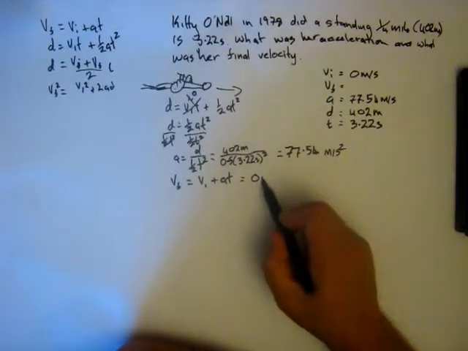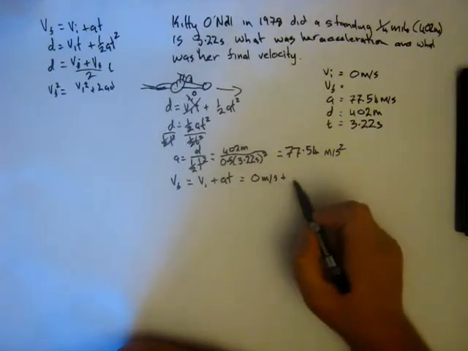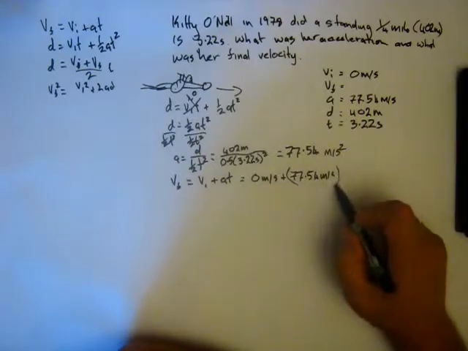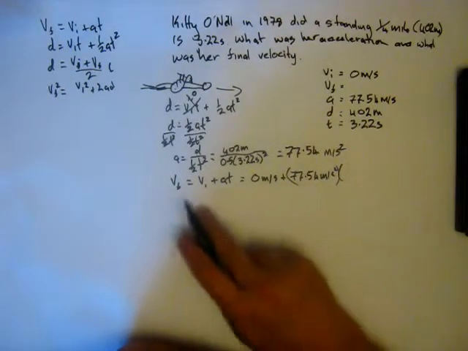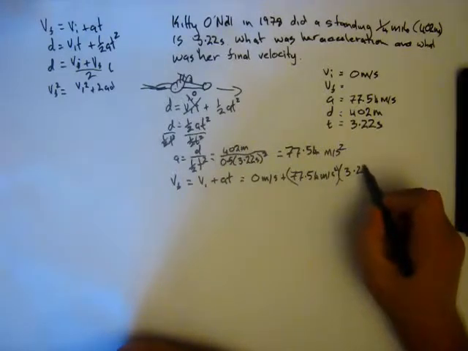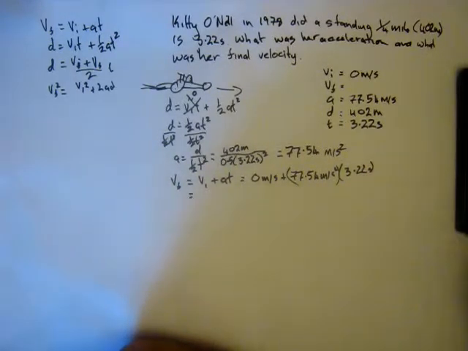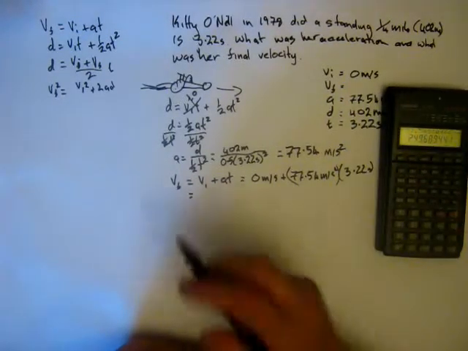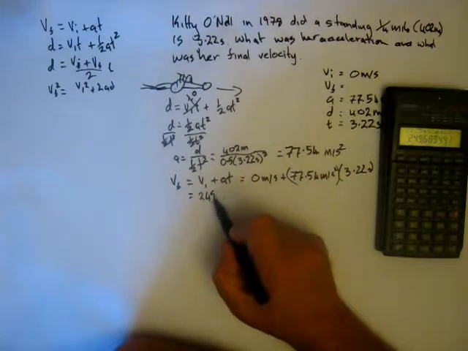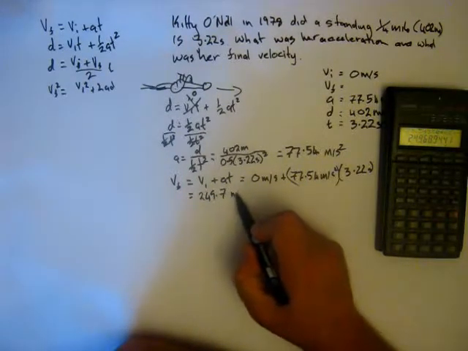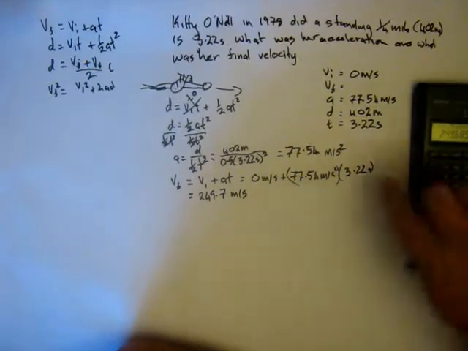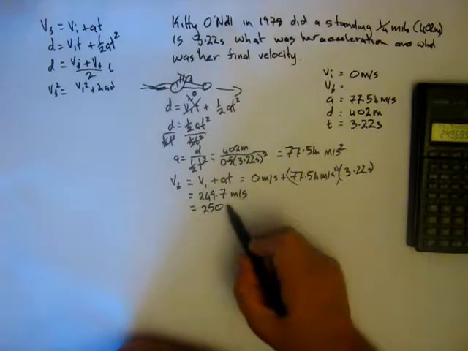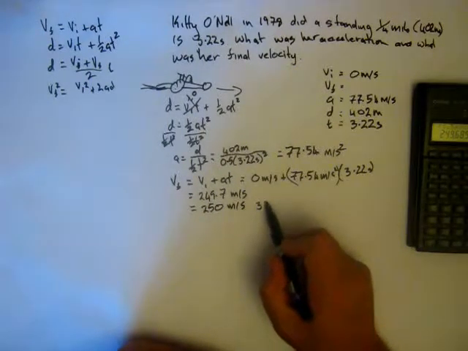Vf is equal to 0 meters per second plus the acceleration, 77.54 meters per second squared, times 3.22 seconds, equals 77.54 times 3.22 equals 249.7 meters per second. If I'm being very strict, I'll do it to 3 significant figures, which equals 250 meters per second. 3 SF.